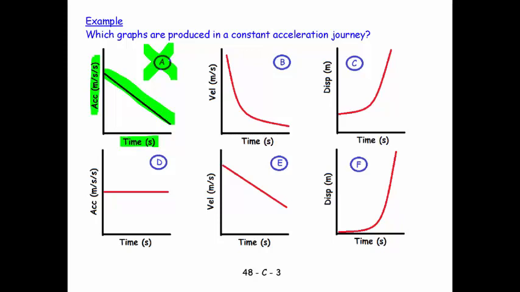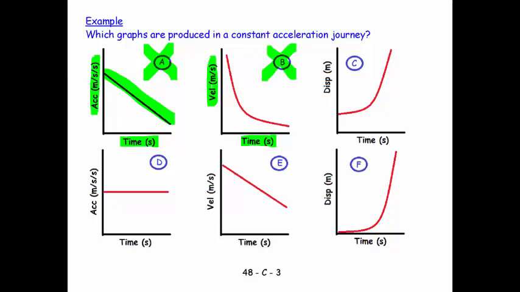This second graph is velocity versus time. And what we see here is something that looks a bit like an inverse velocity in time. Let's have a look. Constant acceleration means a steadily changing, a linearly changing velocity versus time graph. And this is certainly not linearly changing. So that is inconsistent with constant acceleration.